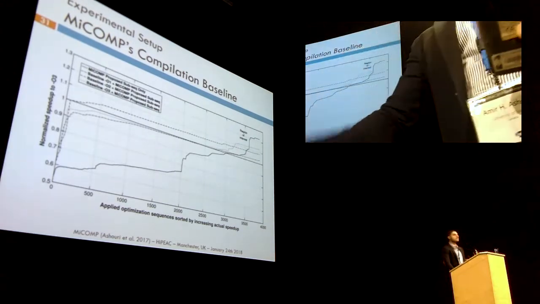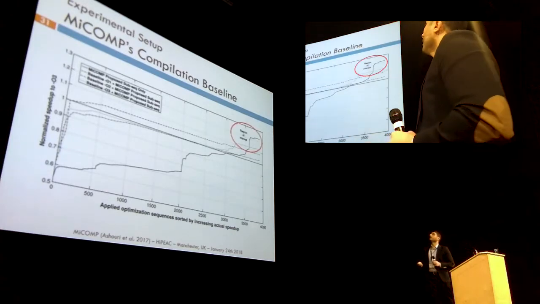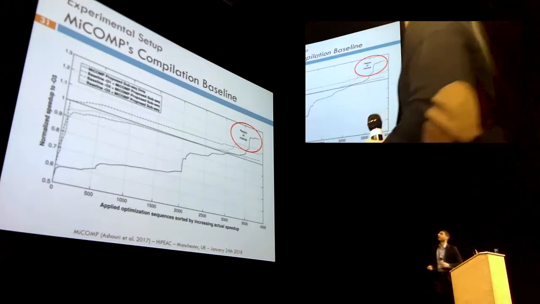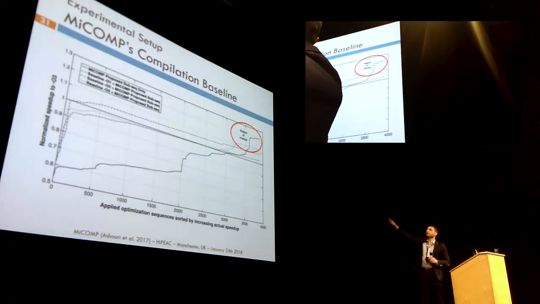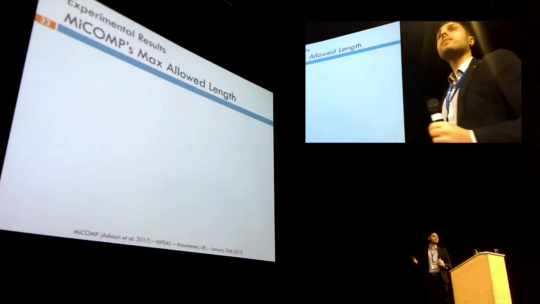Because when you pair this model with a machine learning model and use that recommendation system, you can reach that faster. So in 2 or 3 steps, you can reach that region of interest and just avoid getting saturated there easily. So that was our compilation baseline.